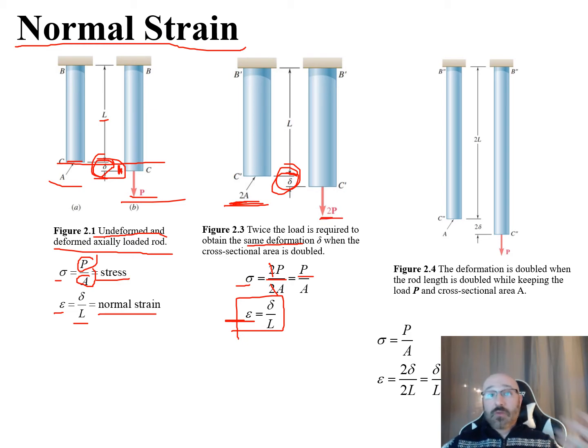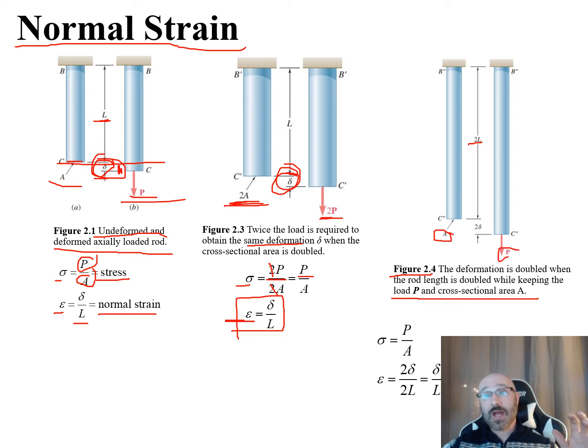Now we go to 2.4. Rather than doubling the cross-sectional area, what if we were to double the length but leave the cross-sectional area the same? The cross-sectional area is still A, but now the length is 2L as compared to the original L. Well, the deformation is then going to be doubled when the rod length is doubled while keeping the load and the cross-sectional area constant.